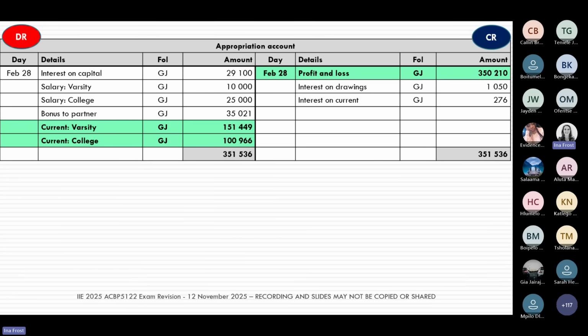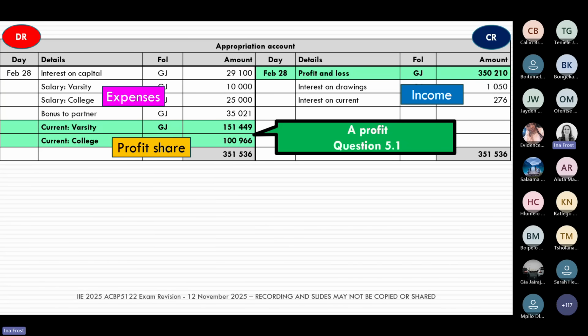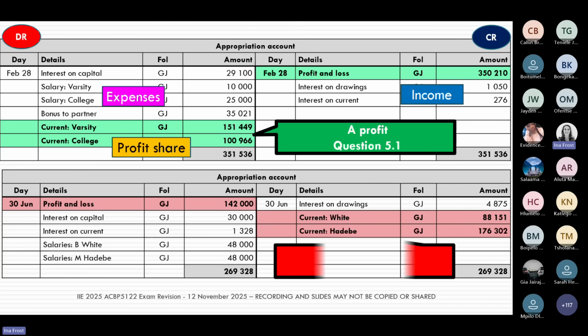So in this scenario then, this is what it looks like if the business made a profit and there is a remaining profit to be shared amongst the partners. On the debit side are all the expenses to the partnership. And on the credit side is the income for the partnership. And then we're sharing the remaining profits between the partners. And this is what it will look like if there was a profit in the partnership, like we had in question 5.1 in the textbook.